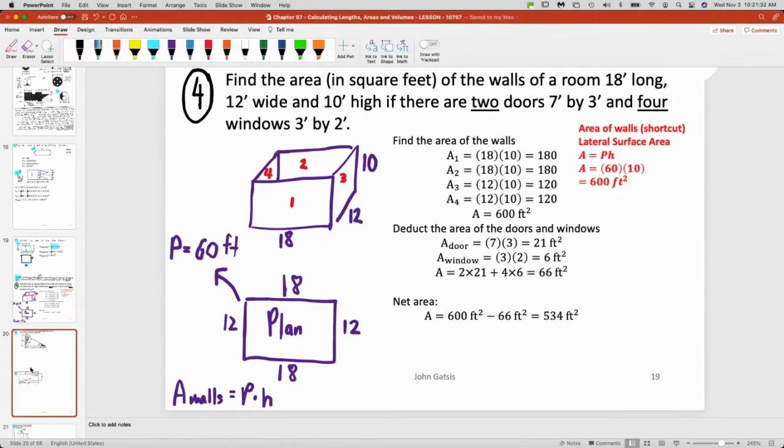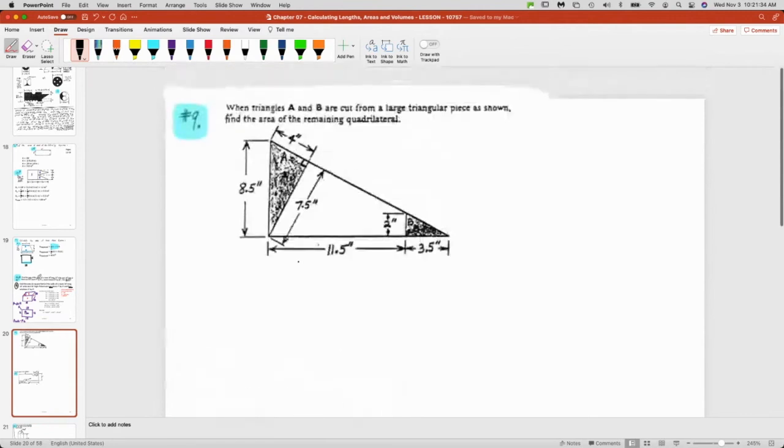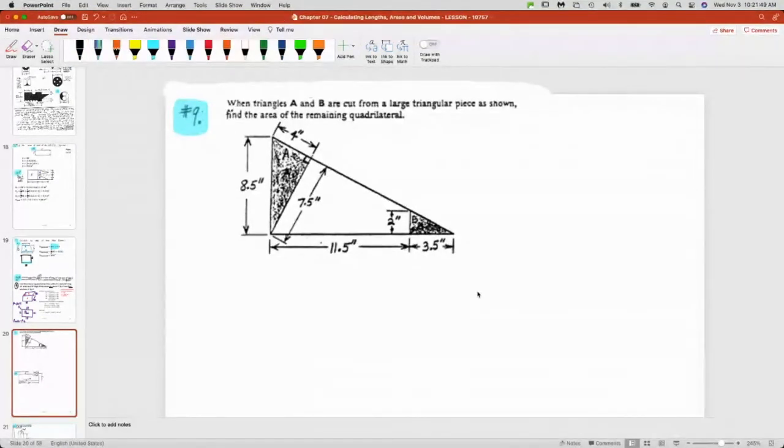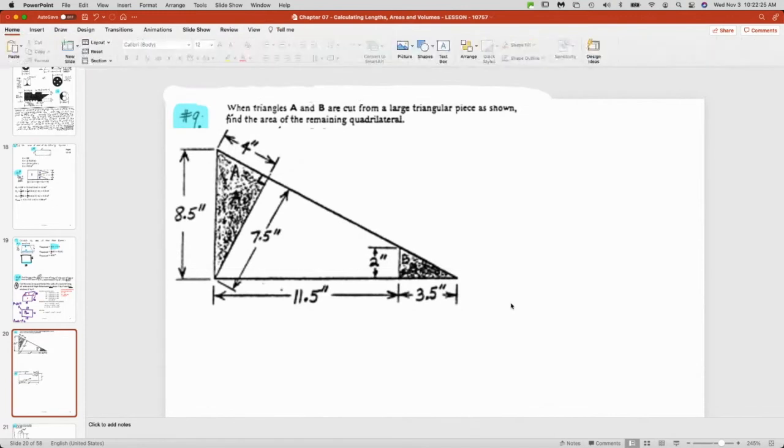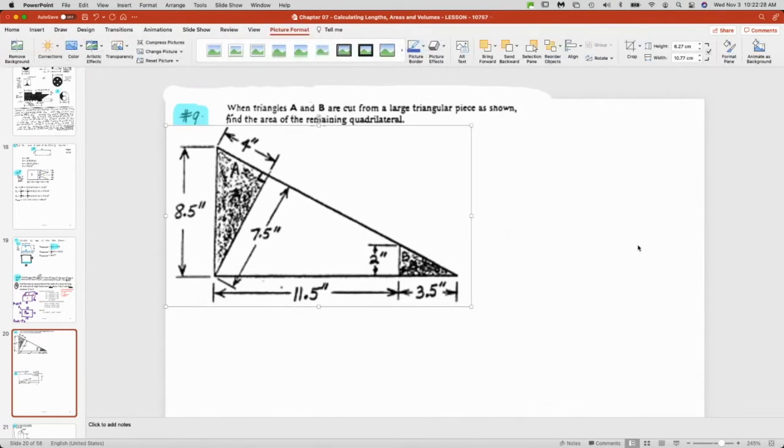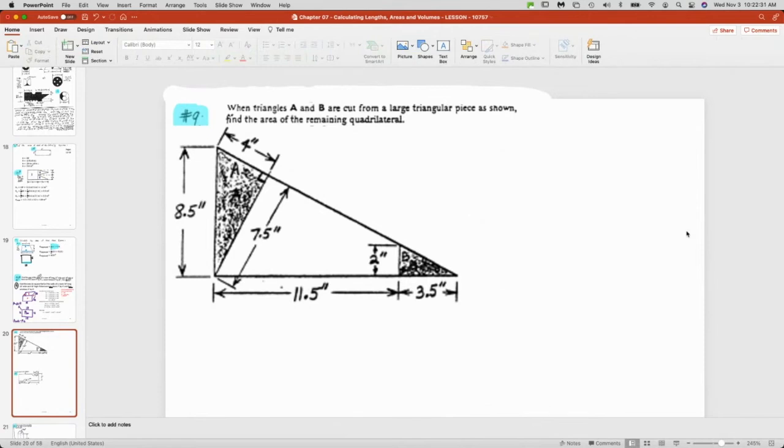We haven't seen a triangle in a while, so at least since the previous hour. It says here that you want to find the area of the remaining quadrilateral. So you want to find the area of this region here that's not shaded. There's a lot of writing here, so maybe we can zoom in on that. Hopefully that's a bit larger for you to read. So the question is to find the area of the unshaded region.